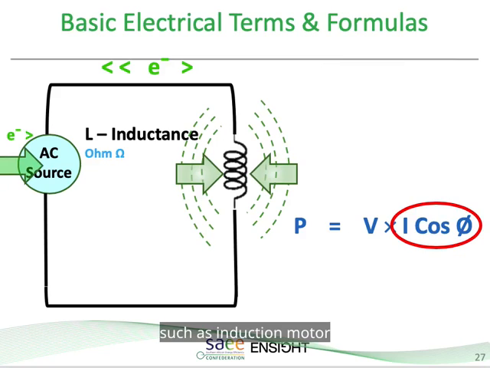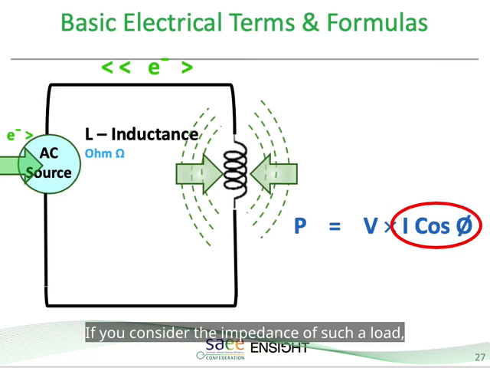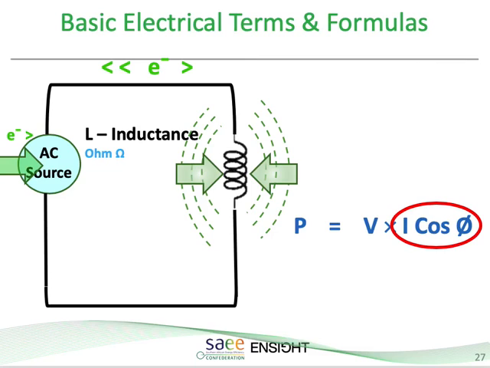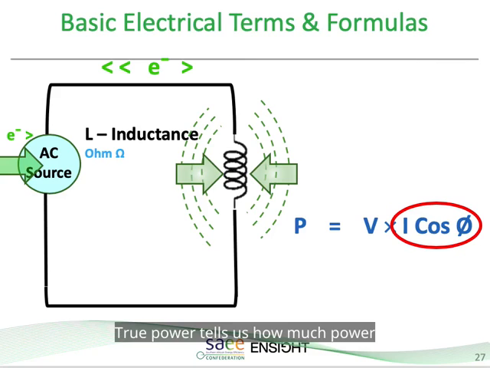Inductive loads, such as an induction motor, include winding resistance and inductive resistance for the load. If you consider the impedance of such a load, you will get the apparent power of the load with respect to the supply voltage and current it will draw. True power tells us how much power is dissipated in heat, in which we will consider only the winding resistance. With measurements in the circuit for parameters of voltage, current, and knowing the power factor rating of the motor or inductive load, we can apply the formula for true power.